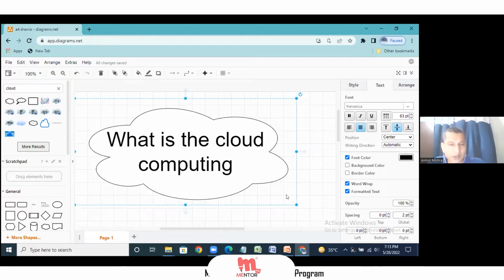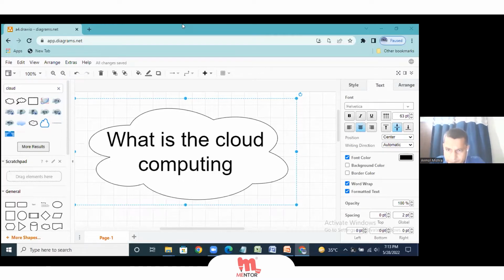What is cloud computing? It's a simple question. Just try to give your answer. So let's open the chat. Just read the answers one by one, what everyone is giving me here.